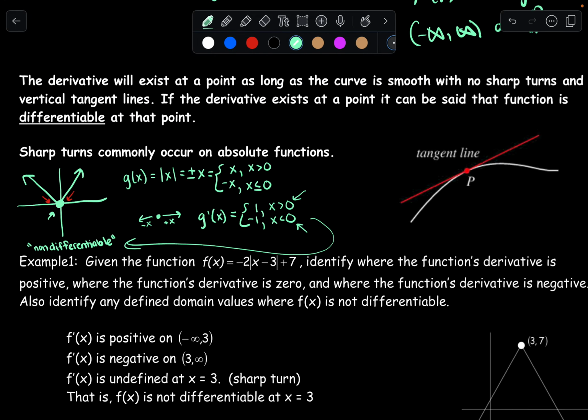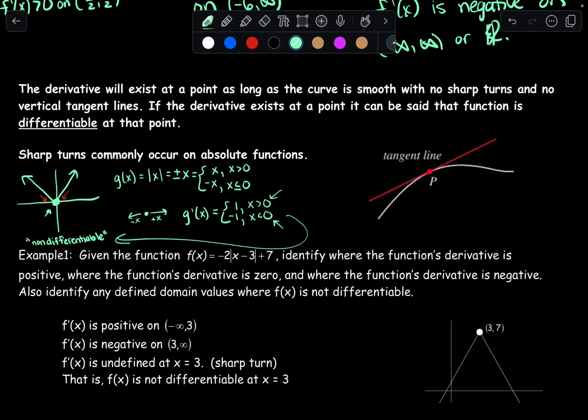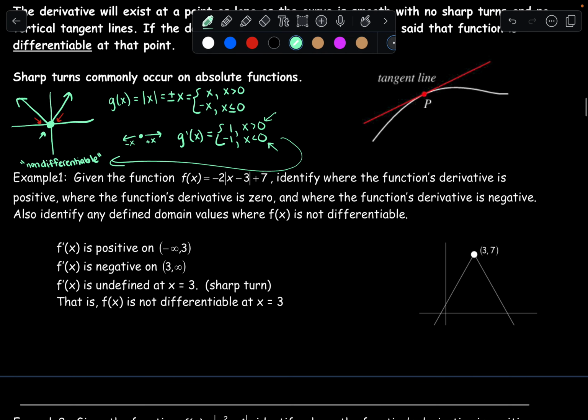Okay. All right, so let's look at this example down here. We have the function f of x equals -2 absolute value of x minus 3 plus 7. We want to identify where it's positive, 0, and negative. And then we also want to include the domain values with that. So again, the solution's already provided, but we can go ahead and discuss what we're looking at.